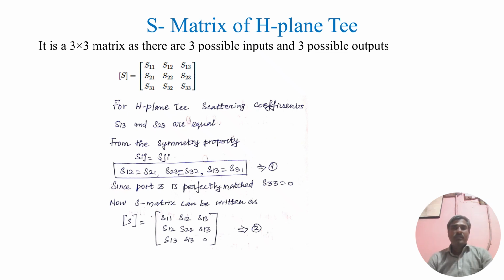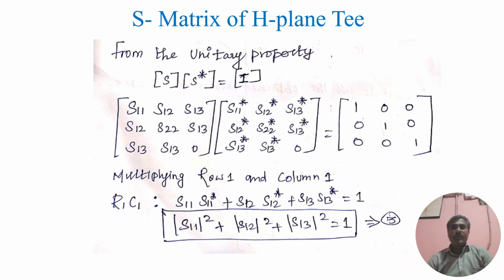Since port 3 is perfectly matched, there is no reflection at port 3. So S33 equal to 0. Now the scattering matrix can be written as shown in equation number 2. From the unitary property of the scattering matrix, the product of the scattering matrix with its complex conjugate is equal to the unitary matrix. Then by multiplying row 1 with column 1, we can get equation number 5.